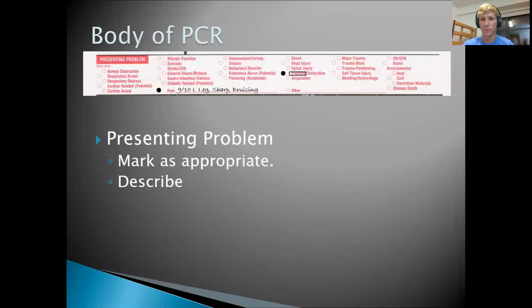So this is the presenting problems. This is what's wrong with the patient. They're having 9 out of 10 pain in their left leg, sharp, bruising. They're having a fracture. So you circle fracture and bubble it in.